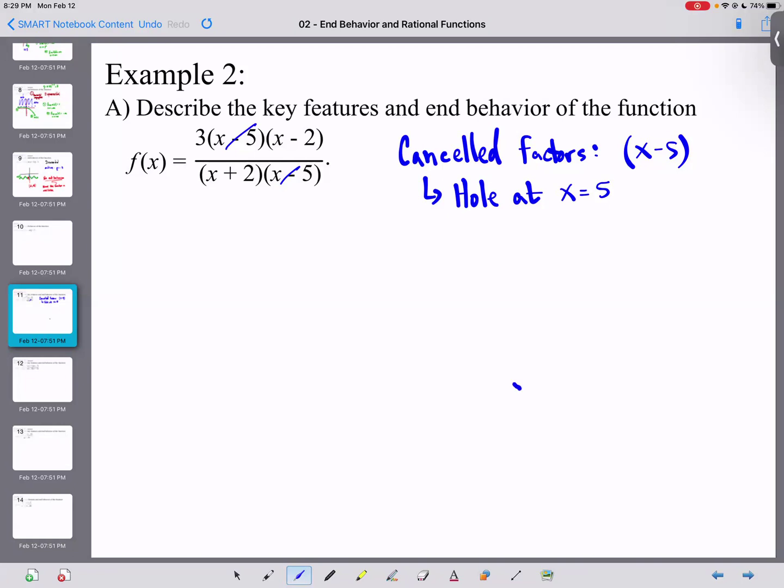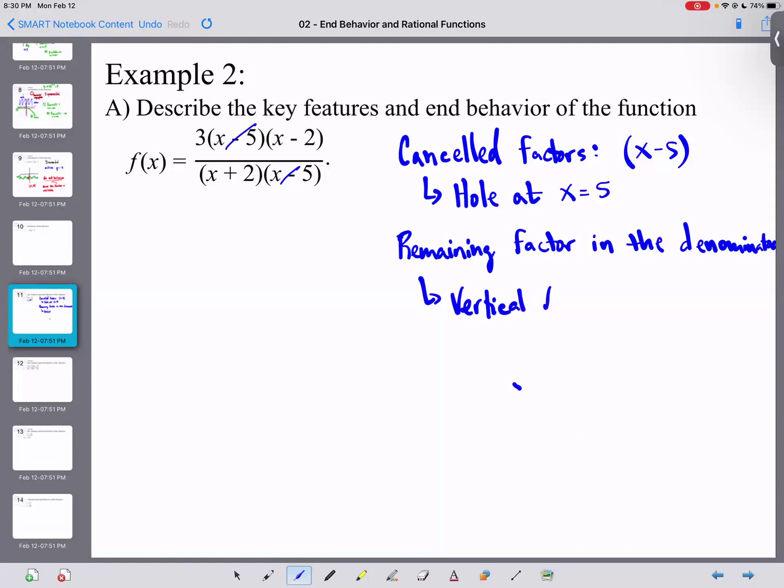Now, if you have a remaining factor in the denominator, which we do, that creates a vertical asymptote. So we do have a remaining factor in the denominator, and that factor is x plus 2. What you do is you set that equal to 0, and so we'll have a vertical asymptote at x equals -2.